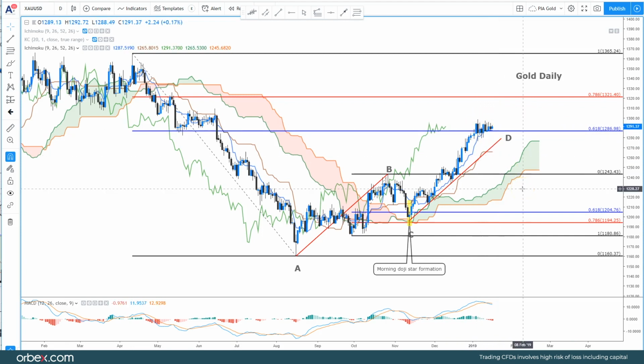So that's quite a psychological level. But if we look backwards, we can see that there was previous backwards and forwards price action here. So this is why we are struggling.